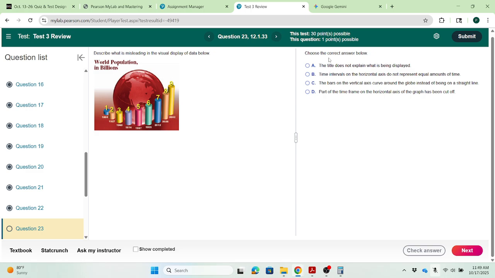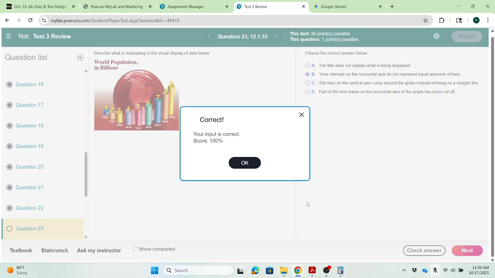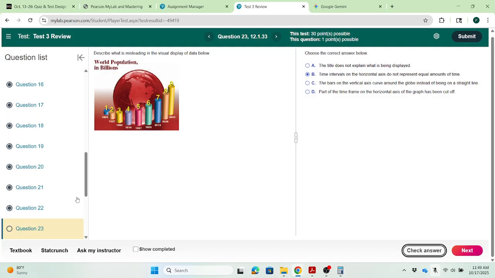So let's look at the options. The title does not explain. Time intervals on the horizontal axis do not represent equal amounts of time. Look at here, it's 1904, 1927. So this is not equal. So this is the misleading visualization.